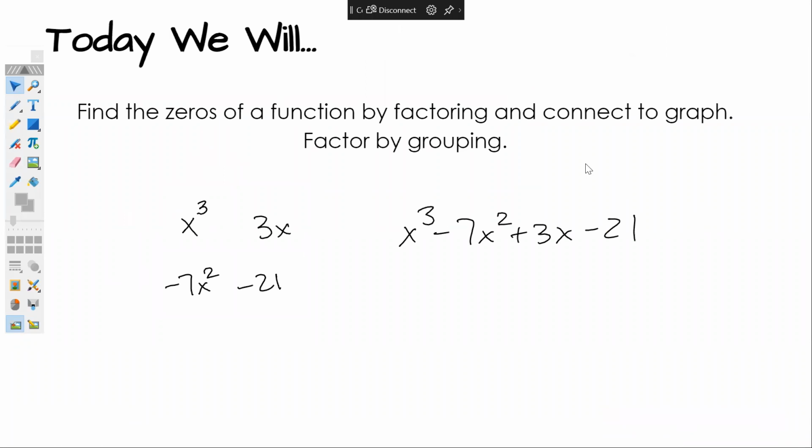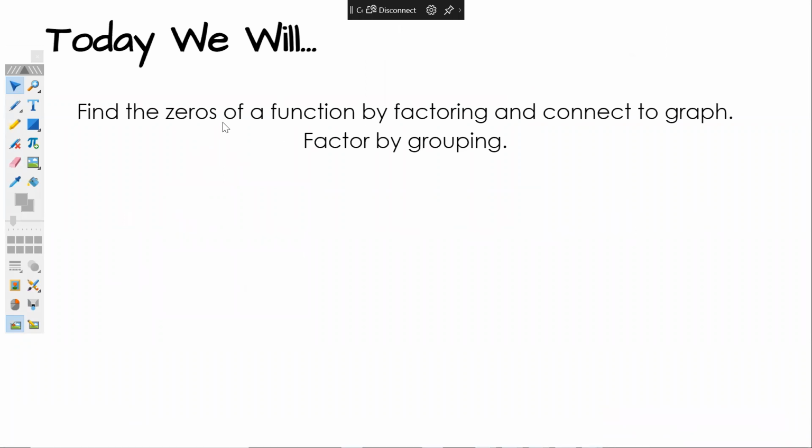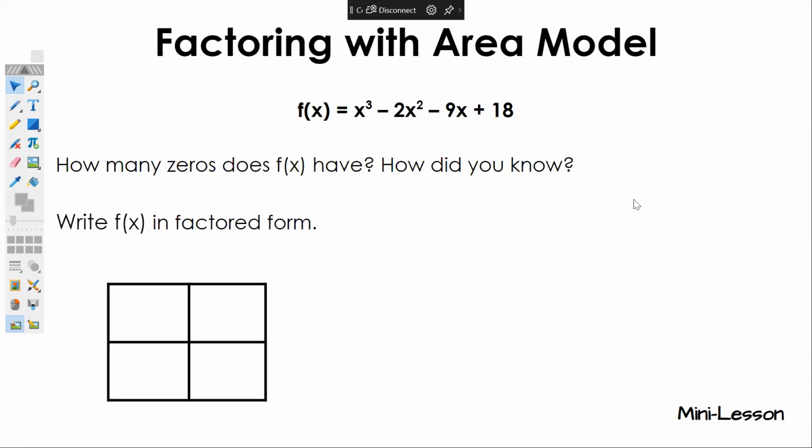So you're going to title this page, Finding the Zeros of the Function. Finding the zeros of a function. Finding the zeros. Okay. So how many zeros does f of x have? And then how do you know? So go ahead and write down example 1. You'll write down this equation.